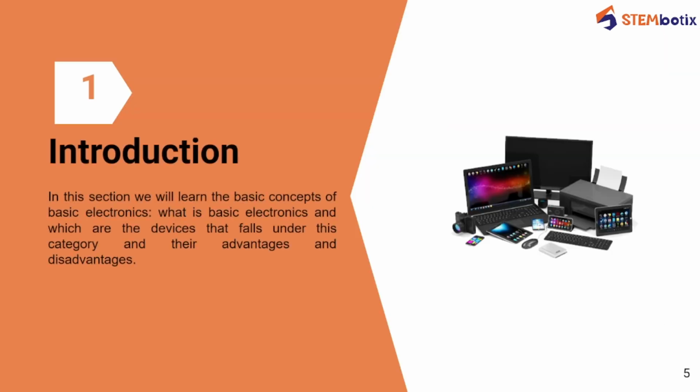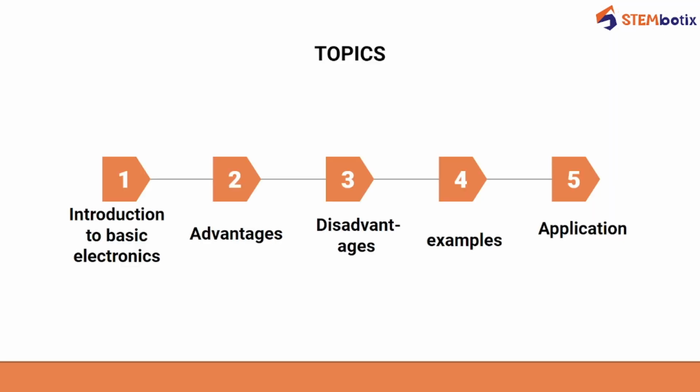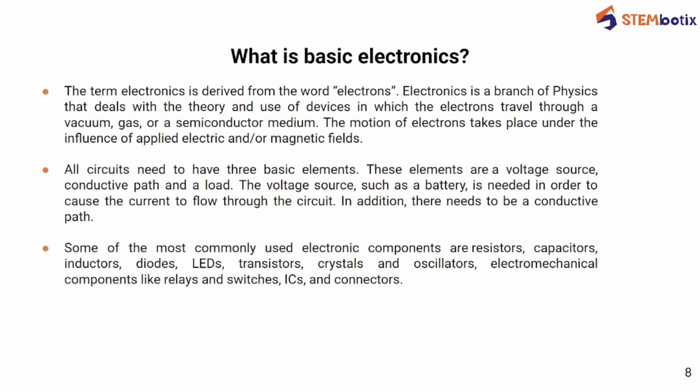So, in this session, we will learn the basic concepts of basic electronics, like what is basic electronics, which are the devices that fall under this category, and their advantages, disadvantages, and applications. Now, electronics is about manipulating electricity to accomplish a particular task and is very much a hands-on endeavor. Since the result of building an electronic circuit is usually a device that performs a task, this hands-on aspect should be self-relevant. In this first session, we are going to cover the introduction, advantages, disadvantages, examples, and applications.